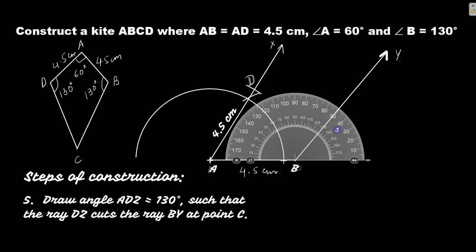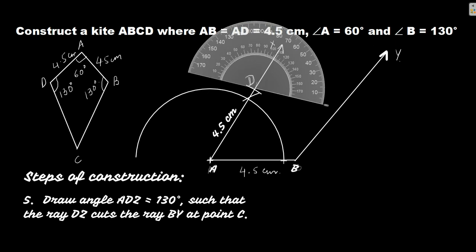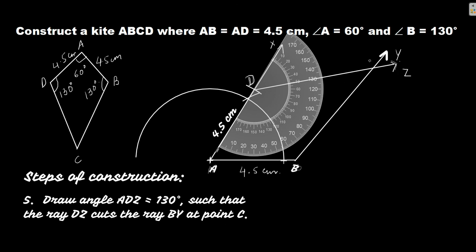Now we'll place the protractor at point D. Here we can see that the zero of the outer scale coincides with AD. So we'll measure this angle equal to 130 degrees with the help of the outer scale. So angle ADZ is equal to 130 degrees. And here ray DZ intersects ray BY at point C.